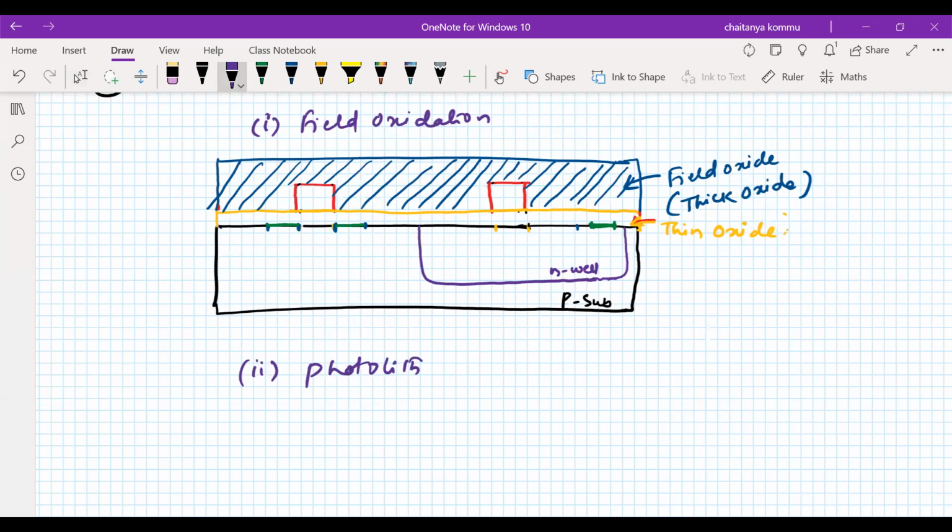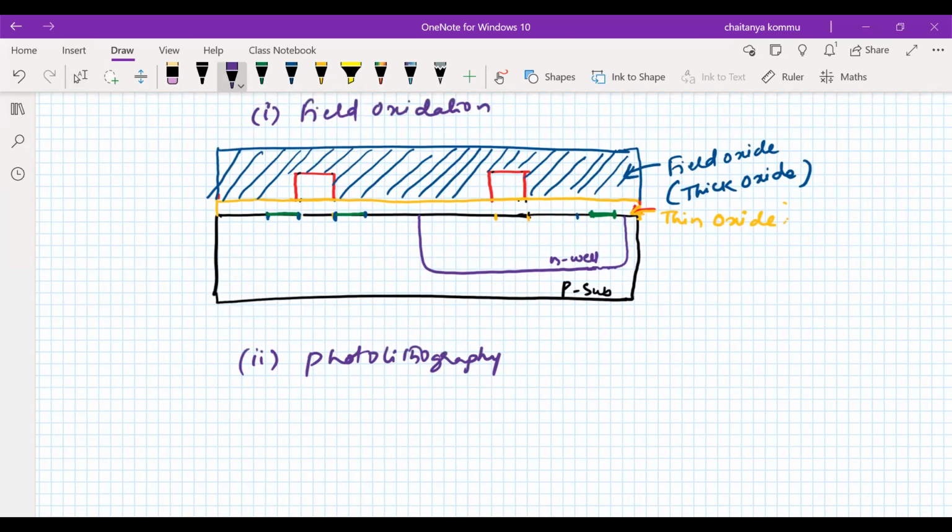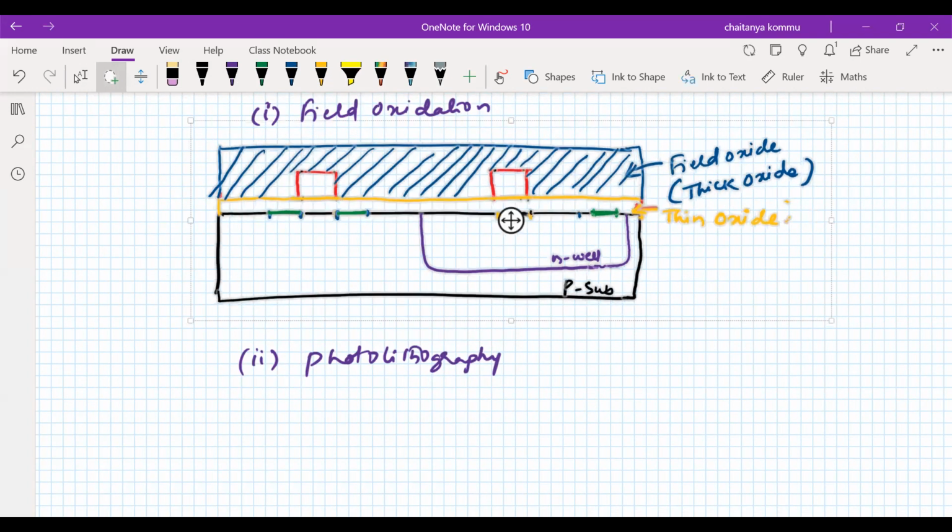Field oxidation and photolithography are used all the time, repeatedly throughout the process, because once one step is completed, we have to cover the entire region, and then selectively remove some portion for the next step. For that, the photolithography process is used. We know what photolithography is and what steps are involved in it, so with that background, I can proceed.